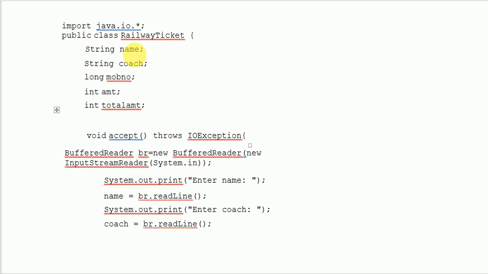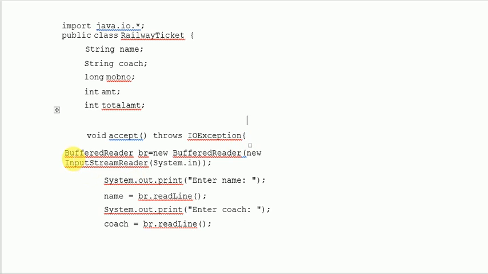Fine. So string name, they told you, right, the instance variables. The first one is String name, second String coach, long mobno, int amount and int totalamount. Now let us write the first method, void accept. The name was already given. We just need to add throws IOException.